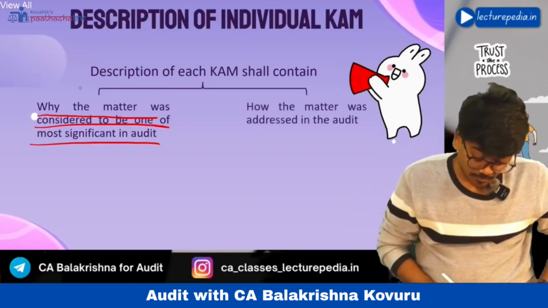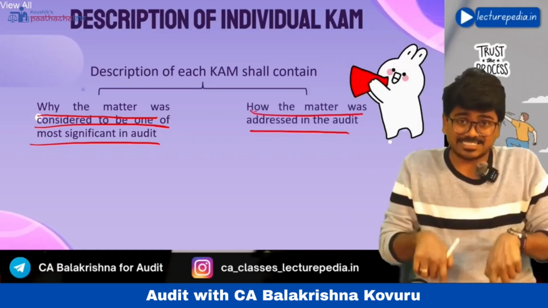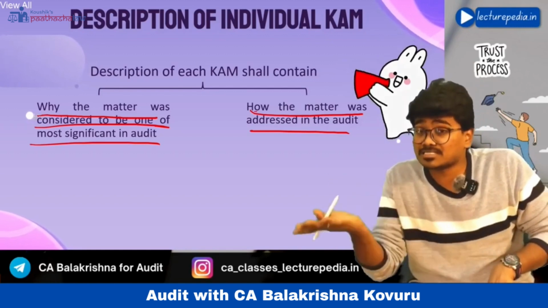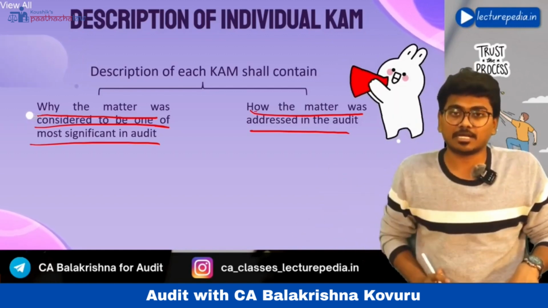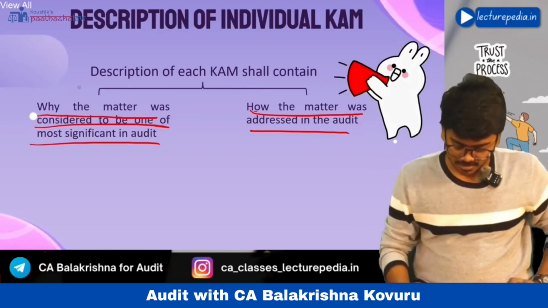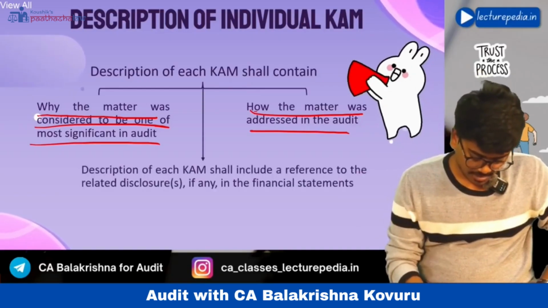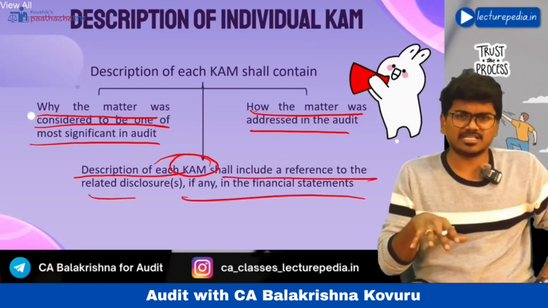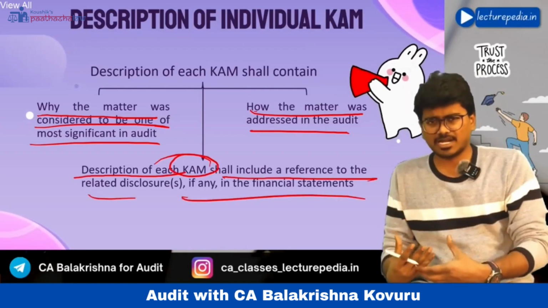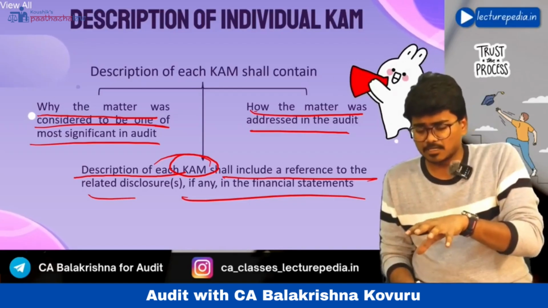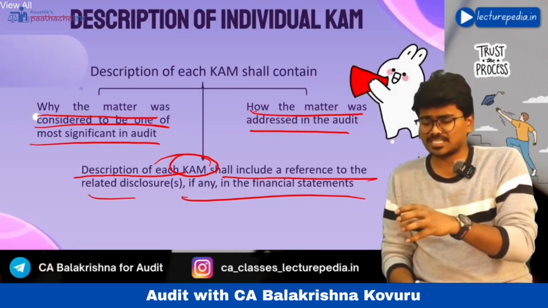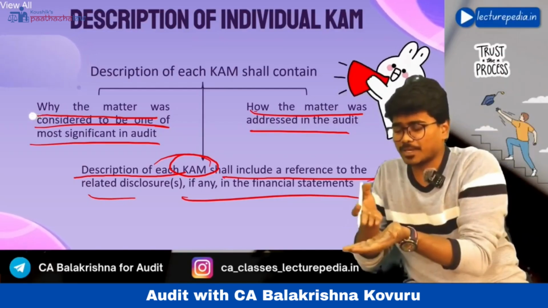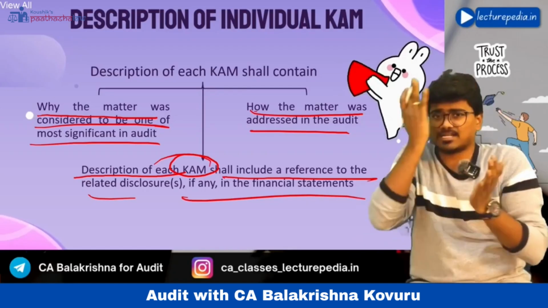Next, how the matter was addressed in the audit. You are saying that these are key audit matters and you have addressed them in the audit. How you have addressed them in the audit, you need to explain in the key audit matter paragraph, for each key audit matter. Next, the description of each key audit matter shall include a reference to the related disclosures, if any, made in the financial statements. If any description of this key audit matter has been made in the financial statements, then the auditor has to make a reference to that description in the financial statements.